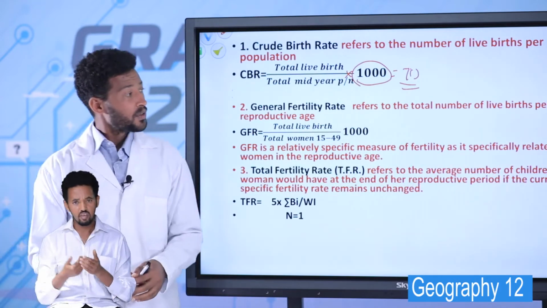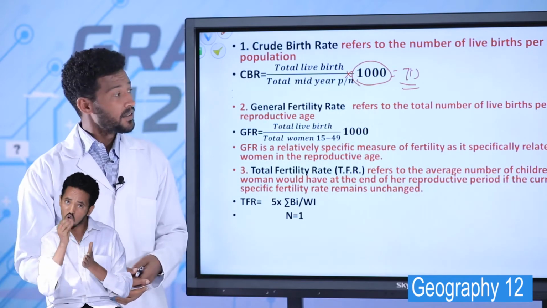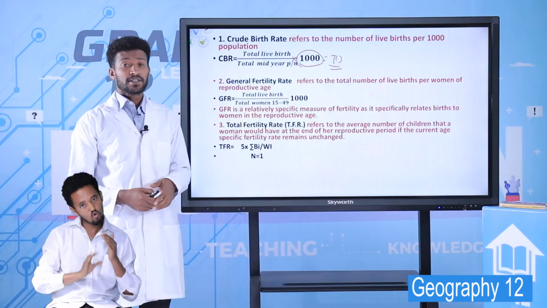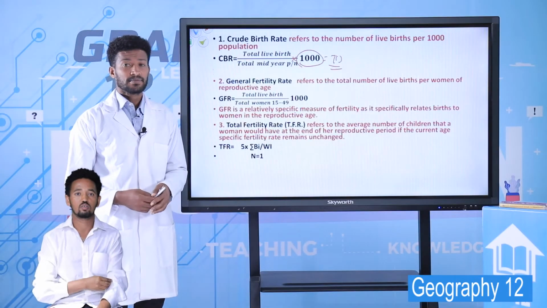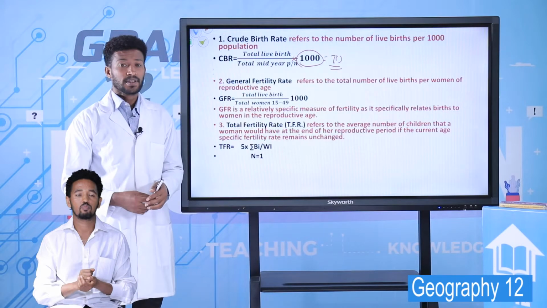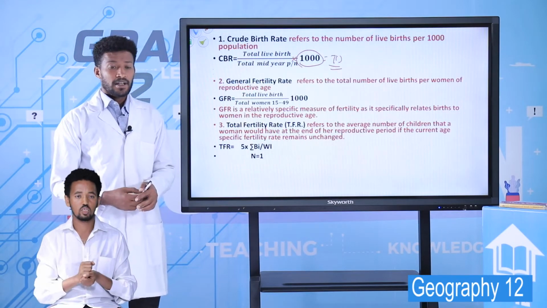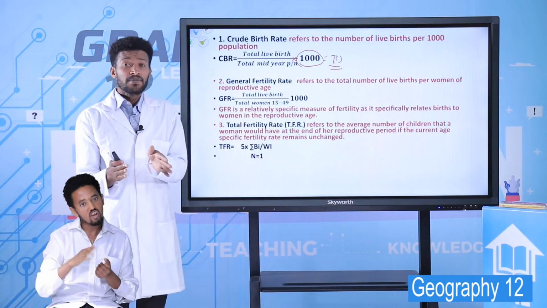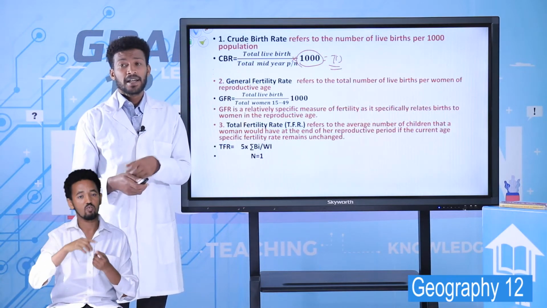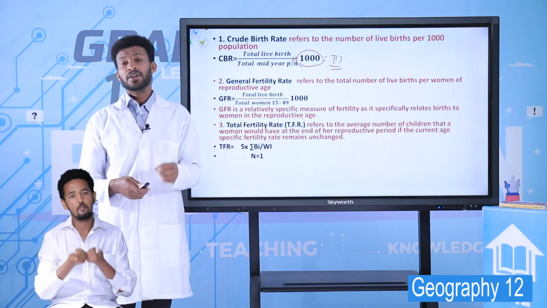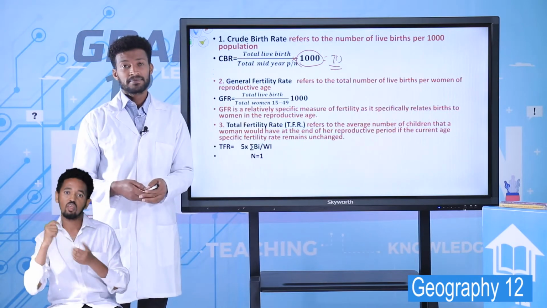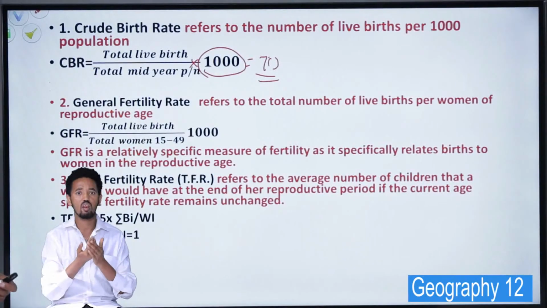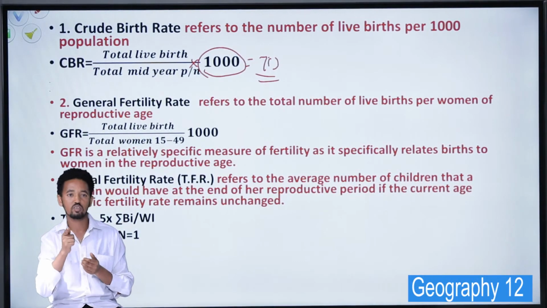General fertility rate refers to the number of live births per woman of the reproductive age. In short, if you take a sample of women within the age of 15 to 49, how many births occurred during that time? That can be calculated using the general fertility rate, or GFR.